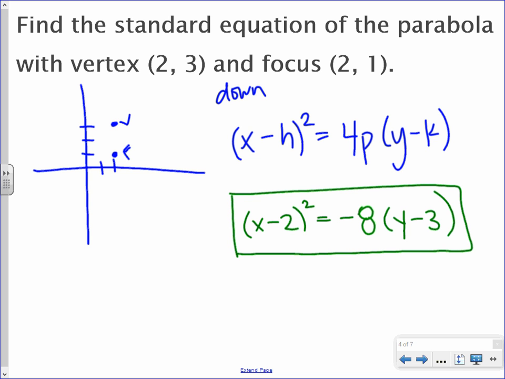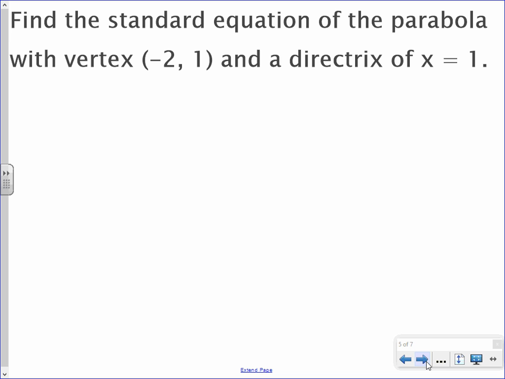Any questions on those two examples? We've seen, I give you the vertex, I give you the focus. Let's look at an example where I give you the vertex and the directrix. No matter what, if I give you information, I think it's going to be in your best interest to graph it so you have the visual of the direction that it opens.